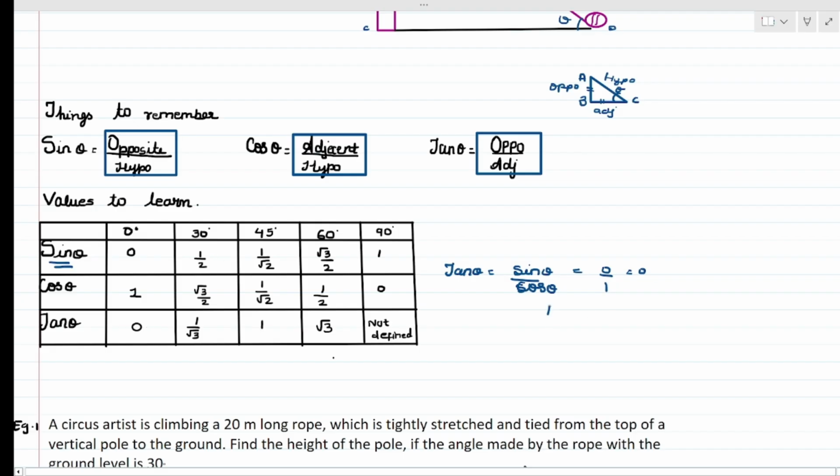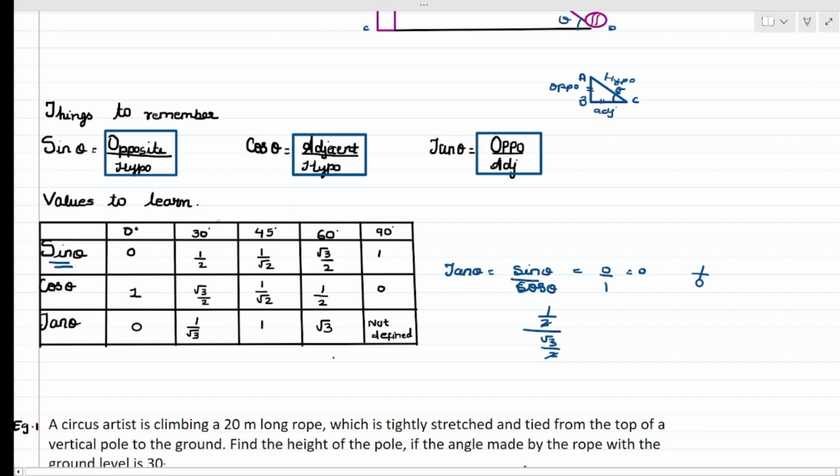Next comes 1 upon 2 upon root 3 upon 2. So this 2 and 2 get cancelled. I am left with 1 upon root 3. Okay, same pattern: root 2 cancels, my answer is 1. 2 cancels, that means my answer is 1. Root 3, and 1 upon 0. If 1 upon 0 is asked, it is not defined. So your answer will be given as not defined.